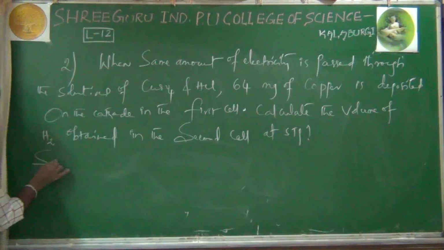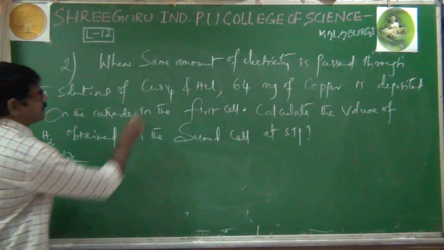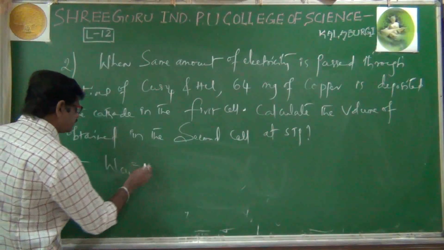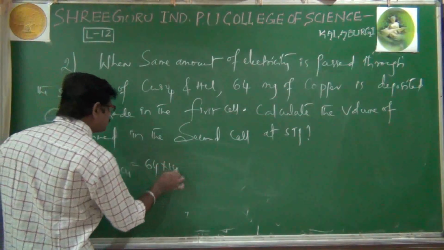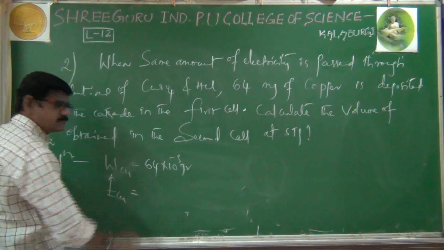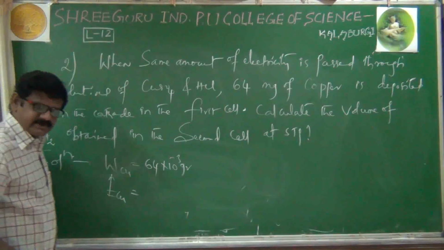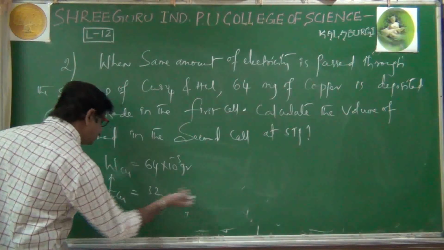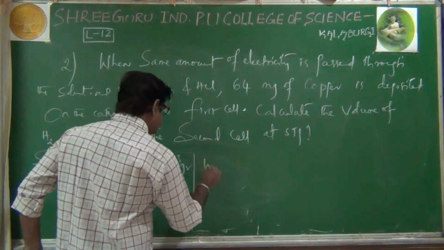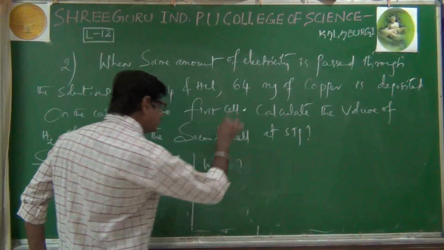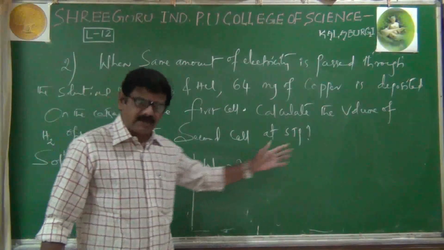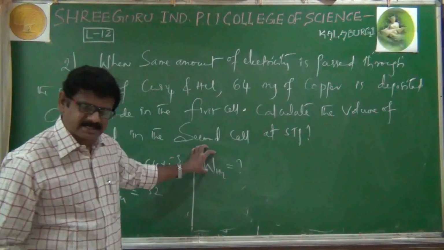We'll write the data first of all. Mass of copper is 64 milligrams, that is 64 into 10 to the power of minus 3 grams. And the equivalent mass of copper is nothing but 31.75. Again I am taking a round figure value, 32. Next, the mass of hydrogen, that only we are calculating. After getting the mass value, we will convert it into volume. But first we have to calculate the mass.